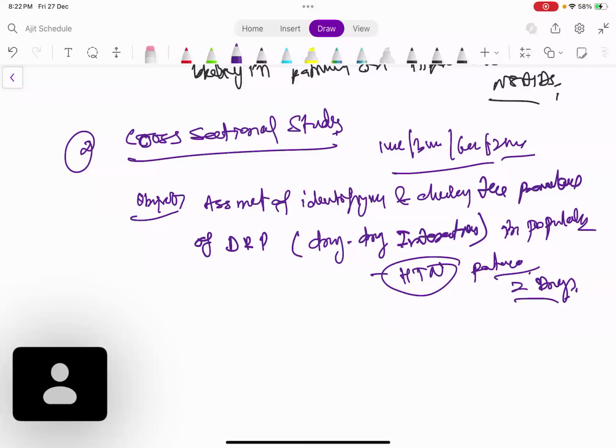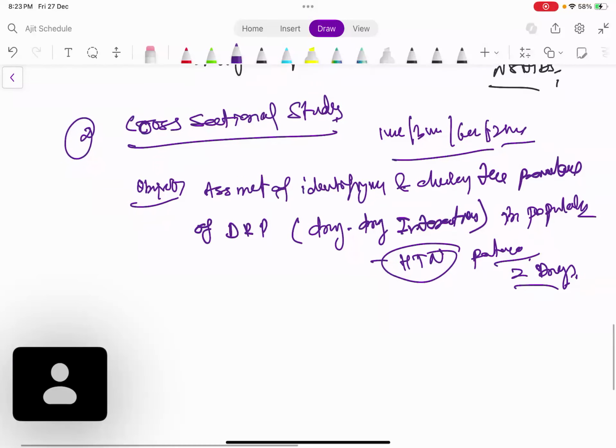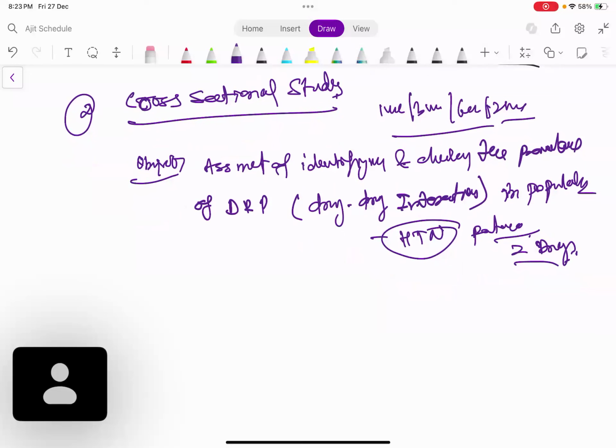Sometimes it is prospective, but if you want to check the drug related problems, you go back and check the healthcare data. Or if you want to do it prospectively, you can also do the prospective. This type of study you can do prospectively also. In the process, you will collect the data history, you will collect the medication history, right?